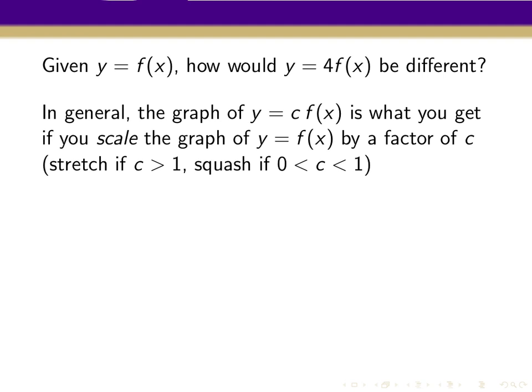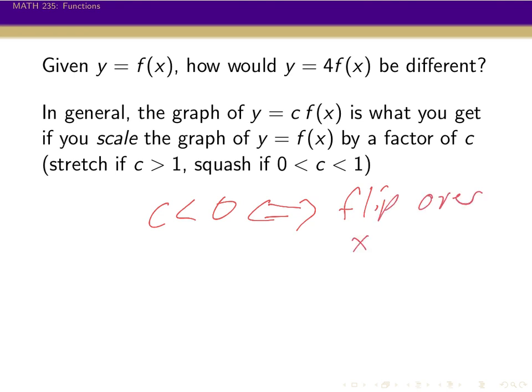Now, if c is less than 0, then this corresponds to taking, if it was positive, you'd be making it negative. If it was negative, you'd be making it positive. And so this corresponds to there also being a flip over the x-axis, because it's swapping positives and negatives.